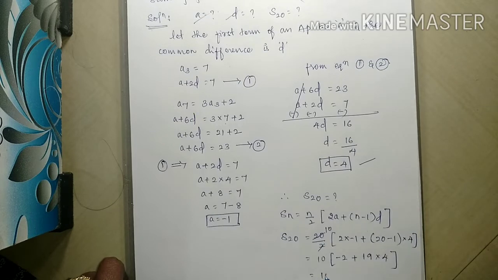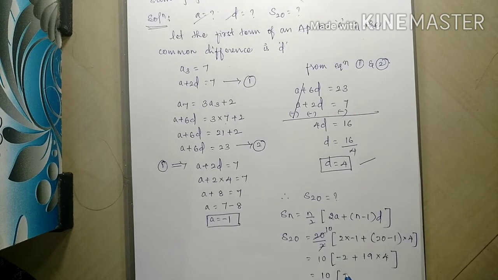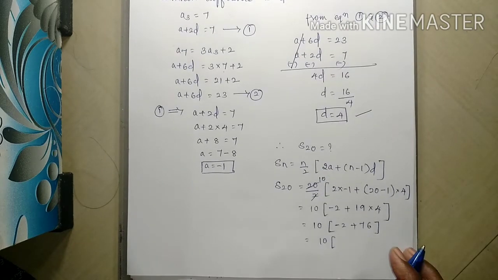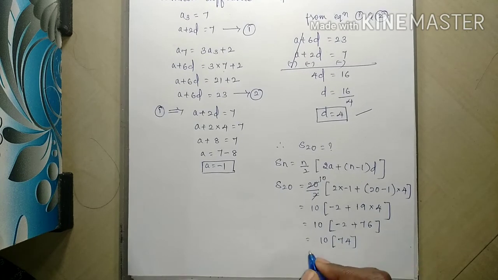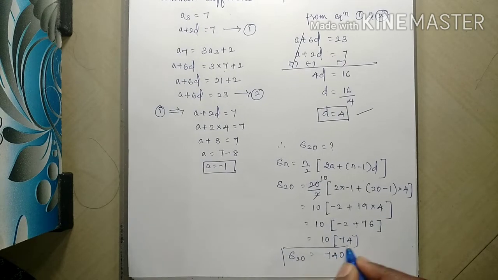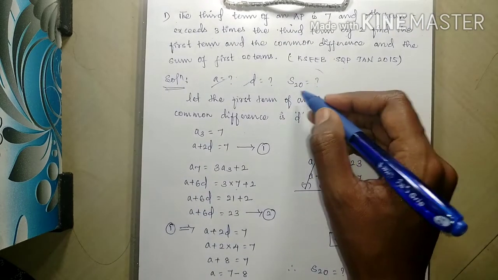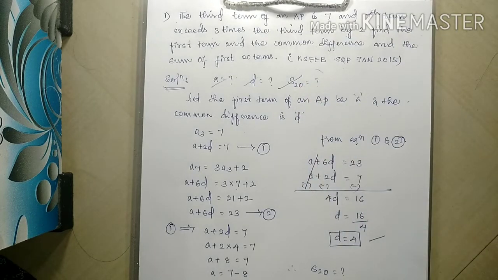So that is equal to 10 into minus 2 plus 19 fours are 76. Now 10 into, so 76 minus 2 is 74. Now 10 into 74 is 740. So the sum of 20 terms is 740. So now we simplified the value of the sum of the first 20 terms also.